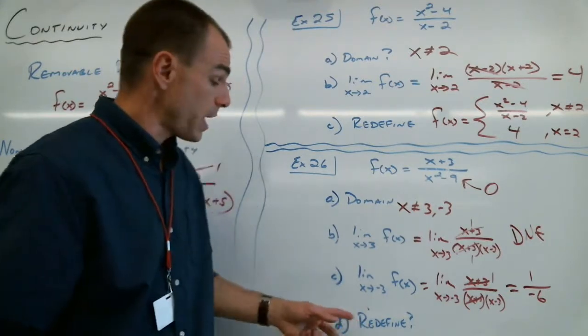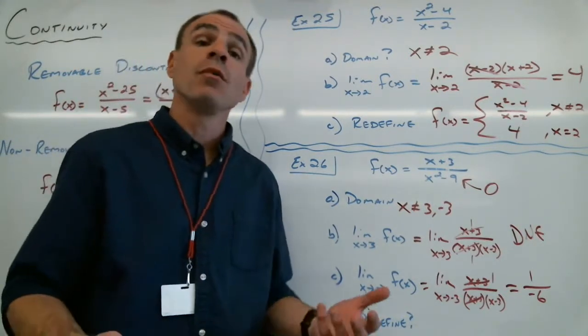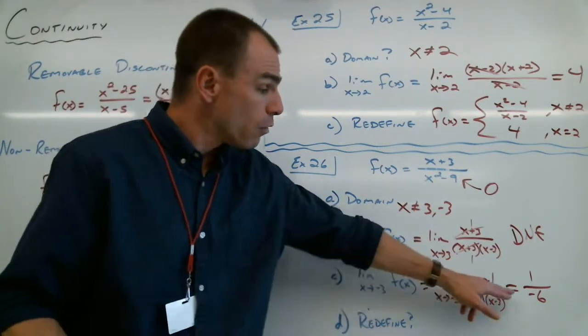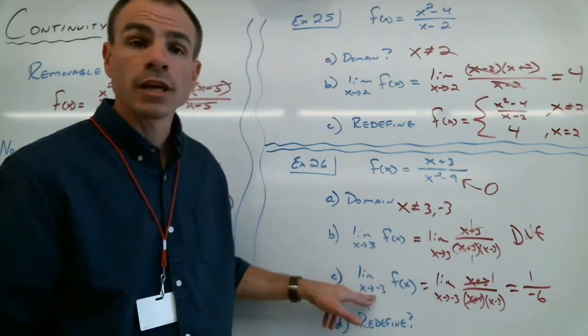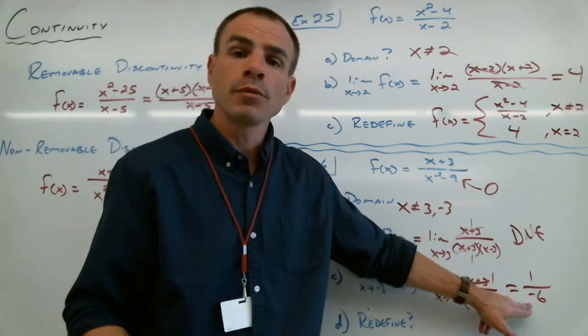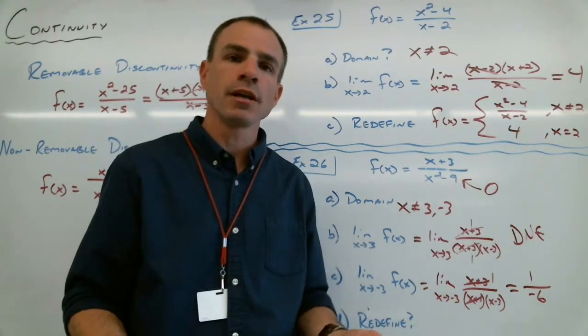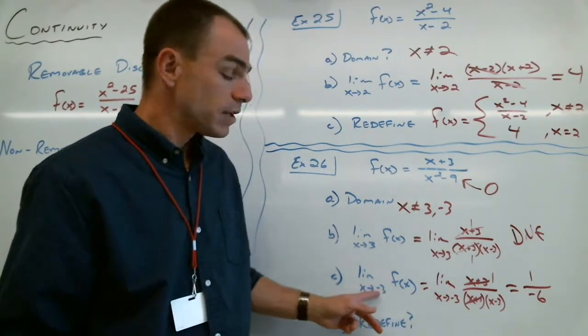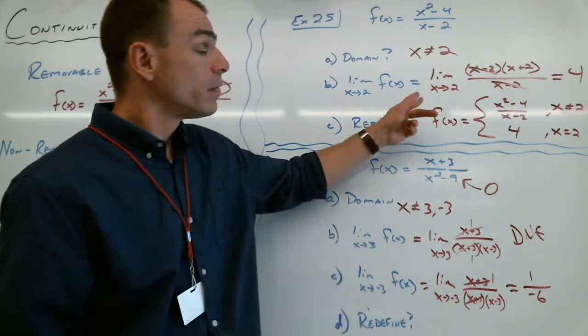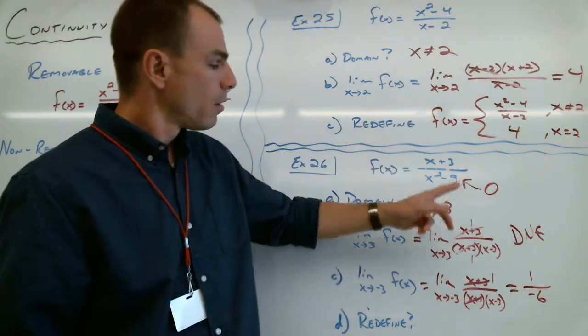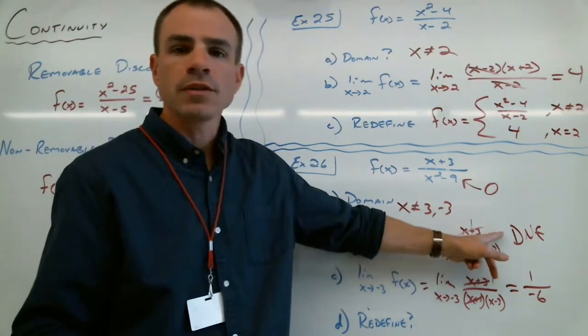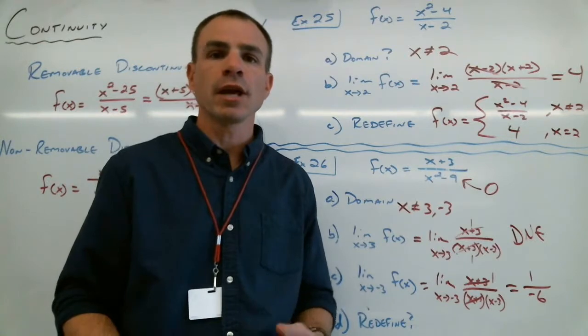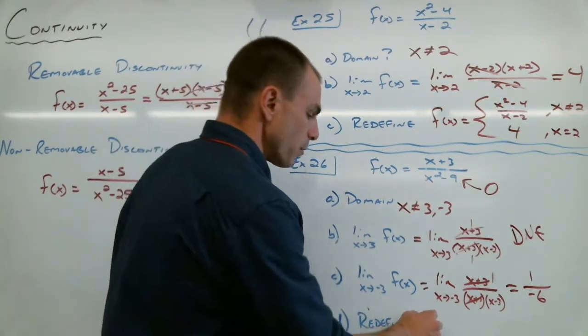All right, so can we redefine this function? Well, unfortunately, we cannot. If our only issue was at x equals negative 3, then yes, we would be able to redefine the function to be equal to negative 1/6 when x is equal to negative 3, just like we did up here. But we can't get around this issue of the limit not existing when x is equal to 3. So can we redefine?